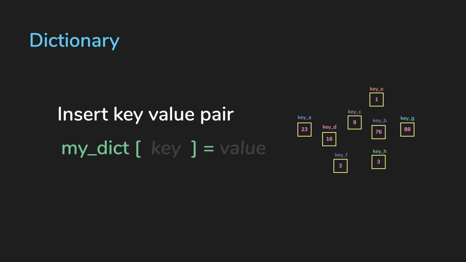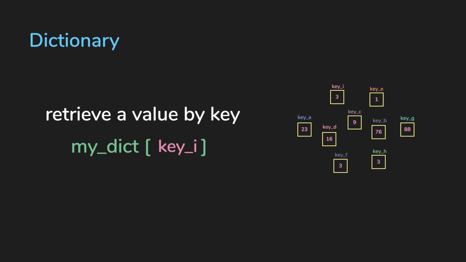Some basic operations for the dictionary are inserting a value, which we can do like this, or retrieving a value, which can be done like this. This is going to return the value associated with its key. The idea is that you can store values that can be easily retrieved with a key.